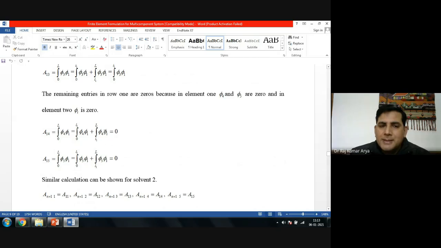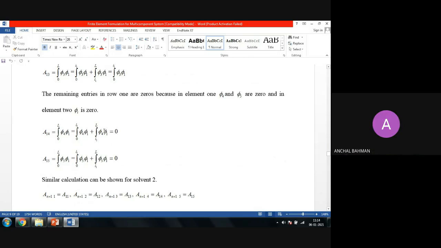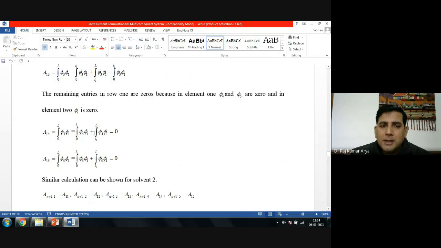Second thing here, second term in the element number 2, your phi 4 is present, but phi 1 is not present. So therefore, this product would also become 0. So both the products would become 0 because the phi 1 is only present in element number 1. Phi 4 is only present in the element number 2. It's not getting extended in that way. So both the terms would become 0 here.